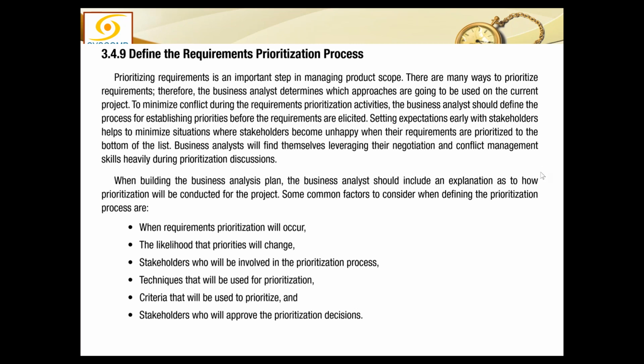Then next are the techniques that will be used for prioritization. How will he be prioritizing those requirements? And then the criteria that will be used to prioritize them. And ultimately, the stakeholders who will approve the prioritization decision. Naturally, we will have certain stakeholders who are more important. They would be sitting together and involved in the prioritization process, and there will be certain stakeholders who will ultimately sit on top to approve the prioritization decision. And that is how our requirement prioritization process will go on.